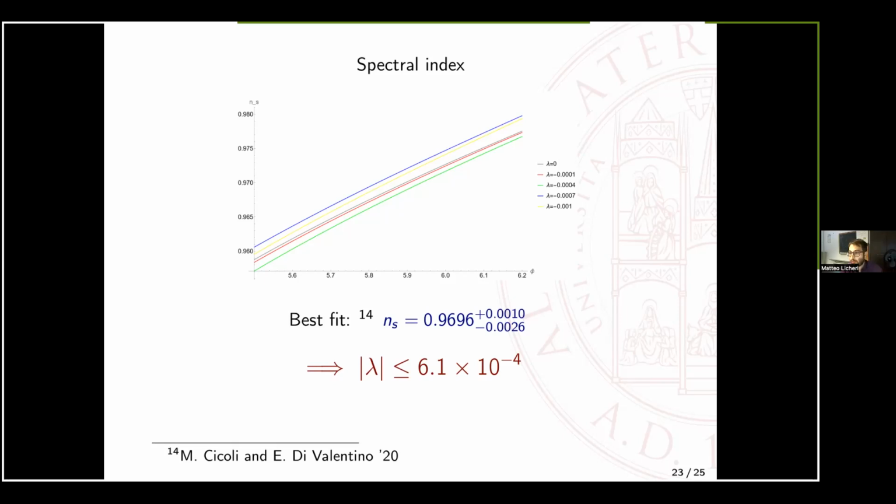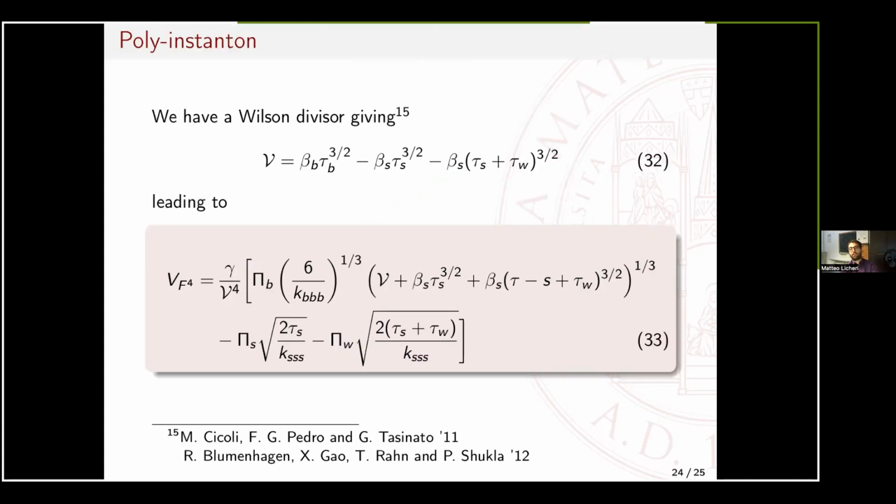And again, the single modulus case that was around 10 to the minus 3 is still suitable with this bound that we found. So it still gives us a correction that is not dangerous. Now, let me briefly talk about the poly-instanton case.